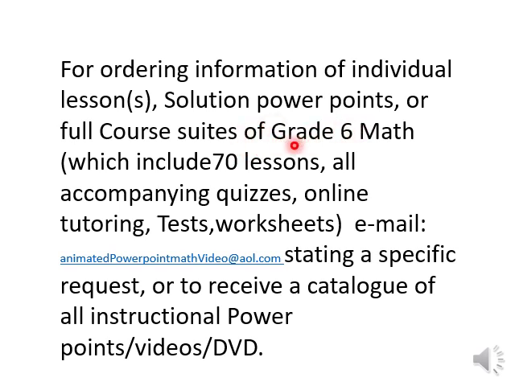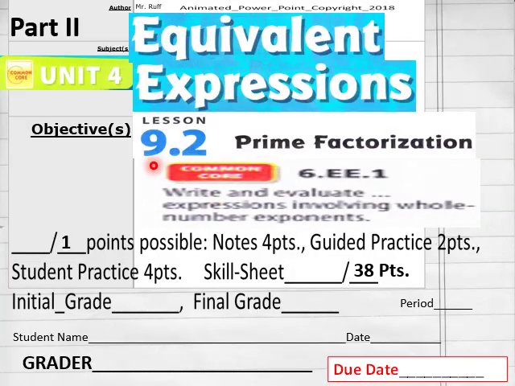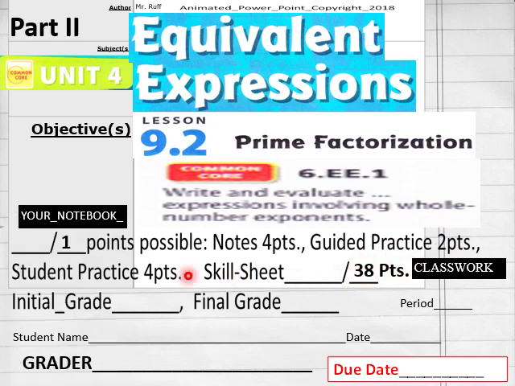Everybody, we're getting ready to do lesson 9.2 part 2 of grade 6 math today. For 9.2 part 2, prime factorization, you have 38 points on your classwork sheet and 1 point in your notebook or notebook guide. Students, put your name, date, and period here. Due date for onliners and homeschoolers.